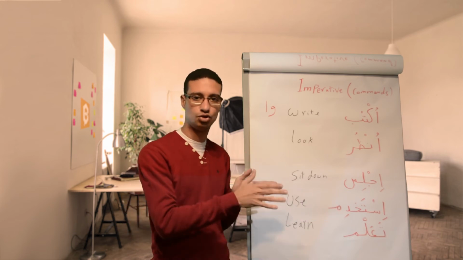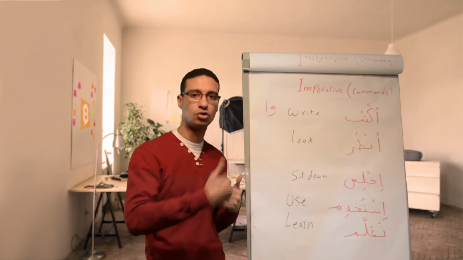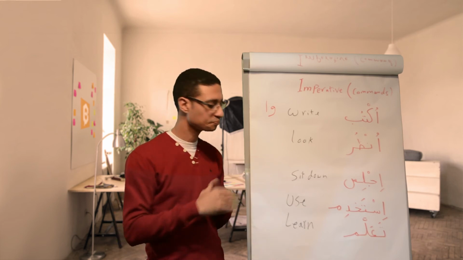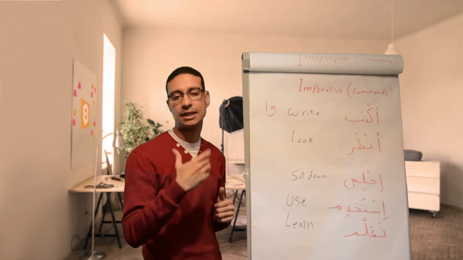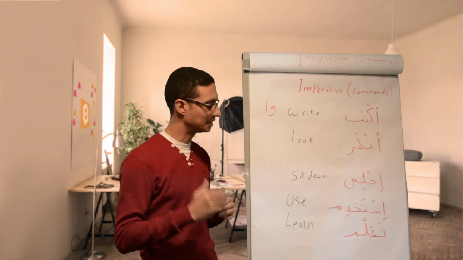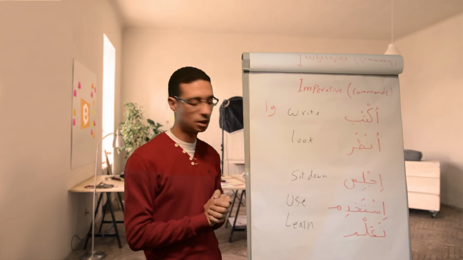خاص بك is your own email, the email that belongs to you. الخاص بك. But we will discuss this form of possession in another video. So استخدم الإيميل الخاص بك, use your email.